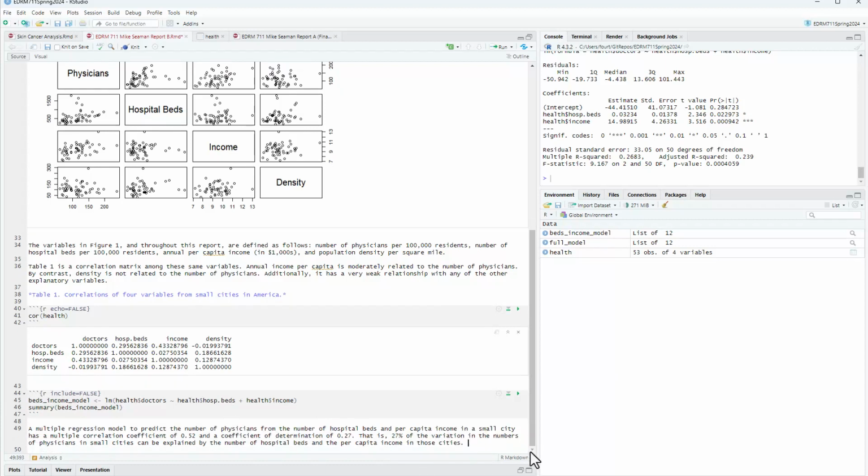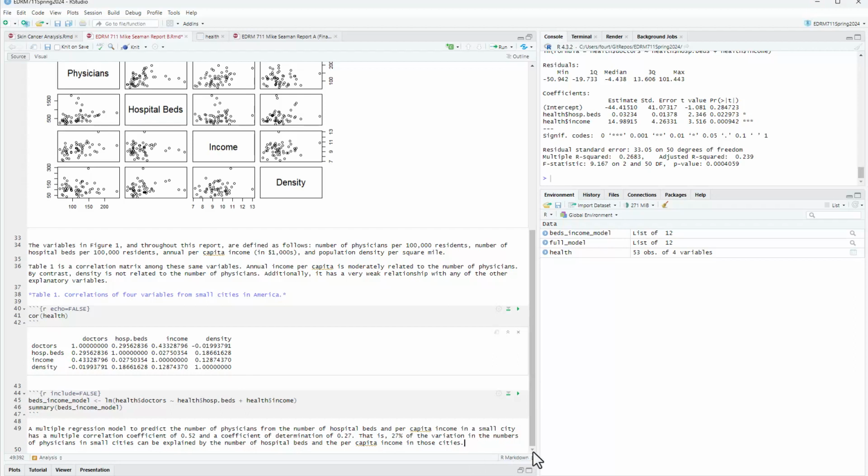So I'm saying that a multiple regression model to predict the number of physicians from the number of hospital beds and per capita income in a small city has a multiple correlation coefficient of 0.52, a coefficient of determination of 0.27. That is, 27% of the variation in the numbers of physicians in small cities can be explained by the number of hospital beds and the per capita income in those cities.